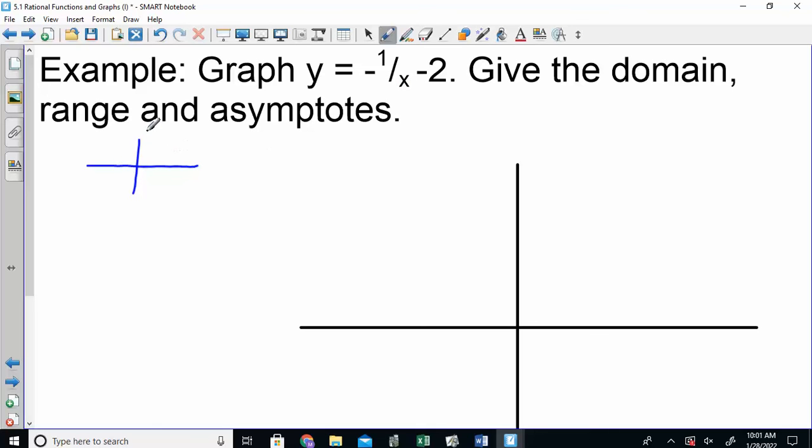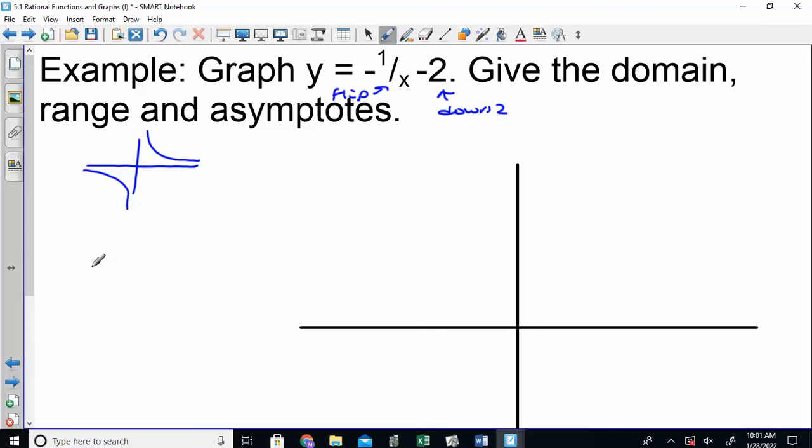So my parent function is this 1 over x, and we know 1 over x kind of looks like this. Wouldn't that flip it? Yeah, there's a -1 over x, so that would flip our graph. So it's going to start up here, move down here. And what's this -2 do? Makes it go down. Minus goes down. So we need to flip and go down.